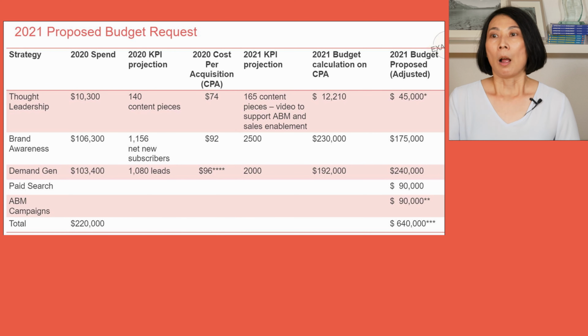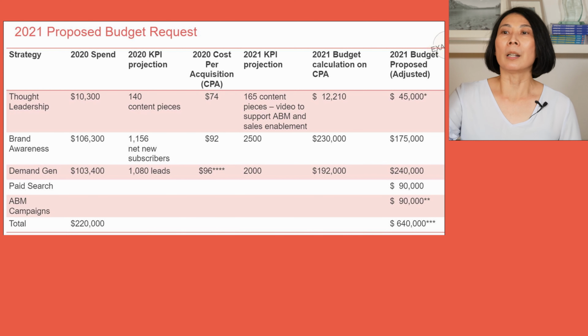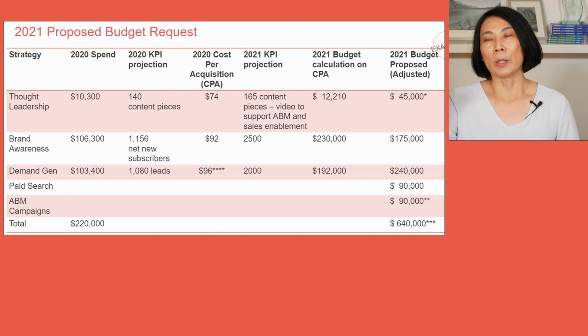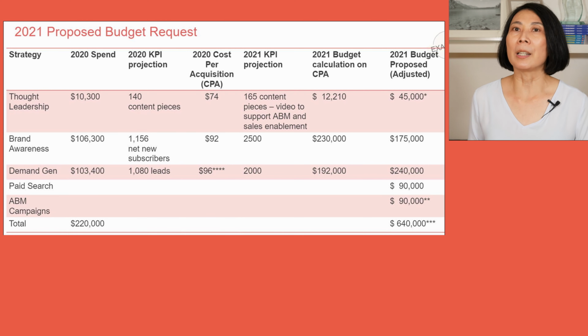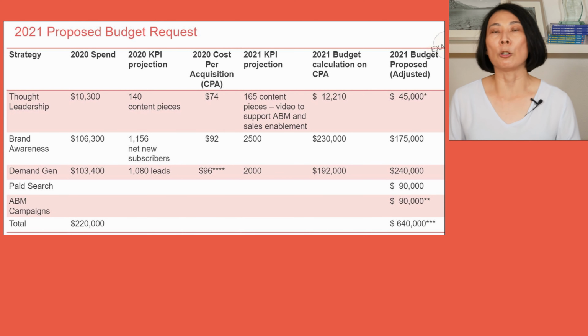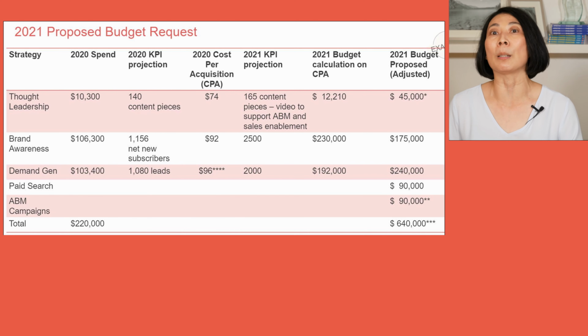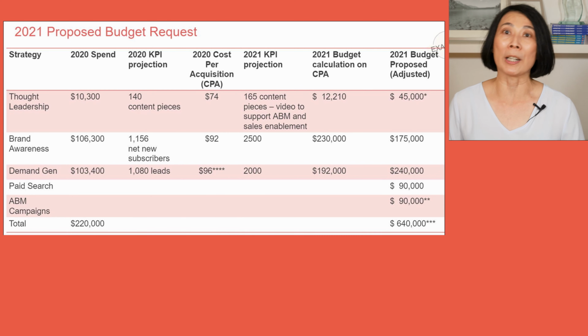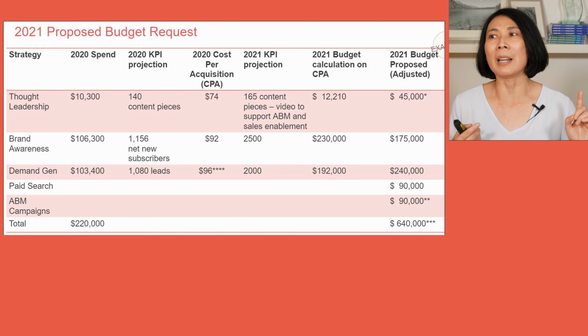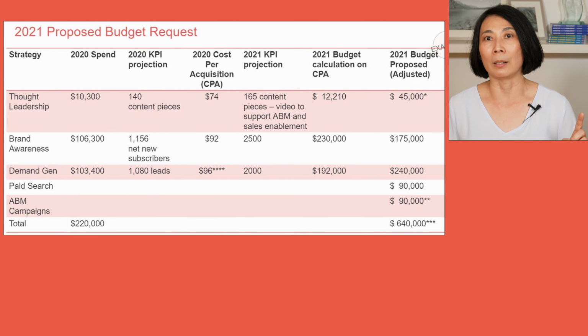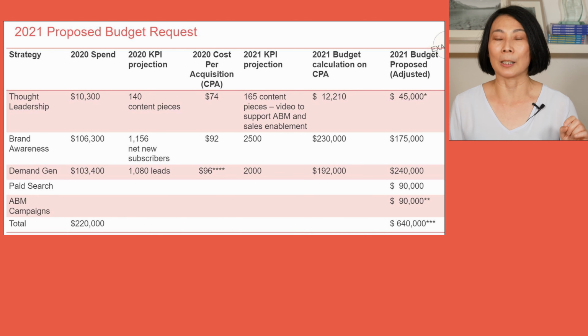And of course, she also increased the demand gen from $192,000 to $242,000. The reason is she and I had a conversation in terms of the number of leads that need to be captured in 2021 is going to be substantially higher than in 2020. There are a couple of reasons. Number one is they likely are not going to have any physical events in 2021. That's our estimation or guess.